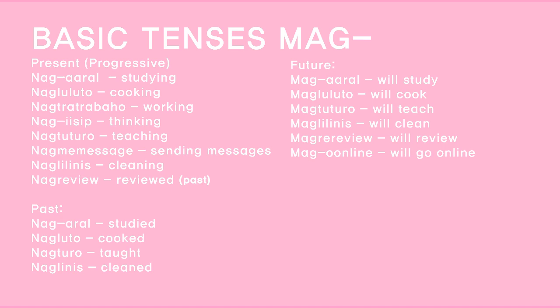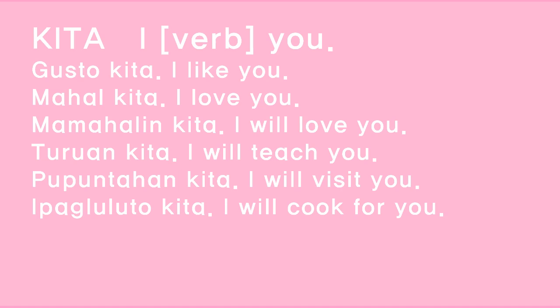And I introduced kita at the beginning, and kita is like I to you or something. So here are examples. Gusto kita, I like you. Mahal kita, I love you. Mamahalin kita, I will love you. Turuan kita, or tuturuan kita, I'll teach you. Pupuntahan kita, I'll visit you. Ipagluluto kita, I will cook for you.